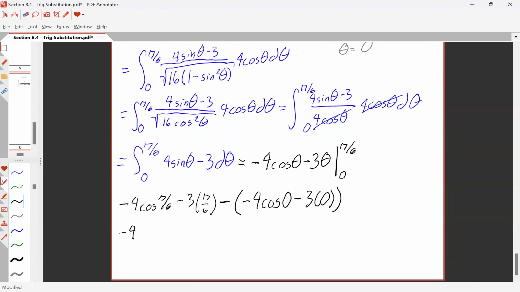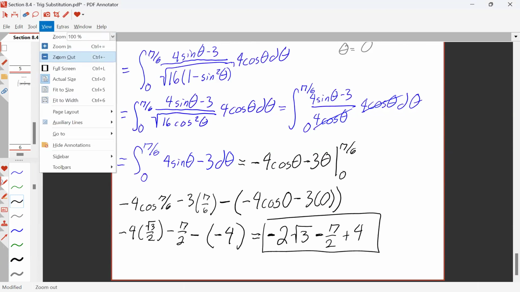Cosine pi over 6 is √3 over 2. 3 divided by 6 is 1/2. So that turns into pi over 2. Minus cosine of 0 is 1. And 3 times 0 is 0. One last simplification, -4 divided by 2 is -2, leaving us overall with -2 square root 3 minus pi over 2 plus 4.